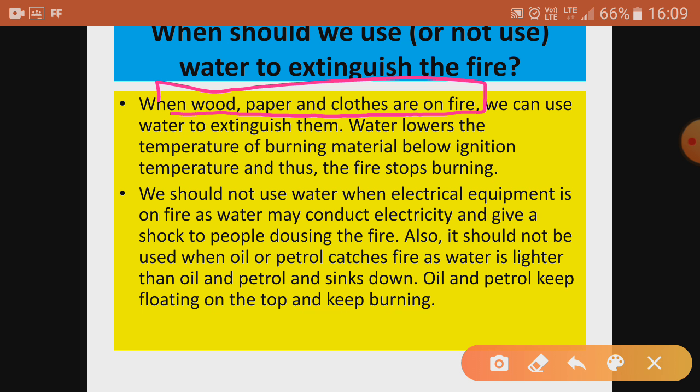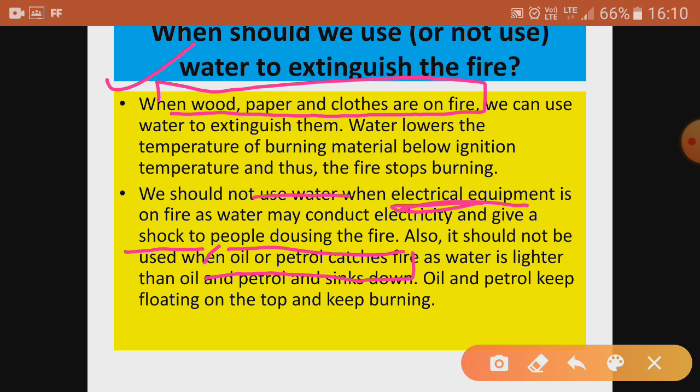But we should not use water when there are electrical equipments. Whenever there is a fire because of electrical equipments, we should not use water, because there can be a chance of shock to the people who are putting out the fire. Also, it should not be used when oil or petrol is involved.